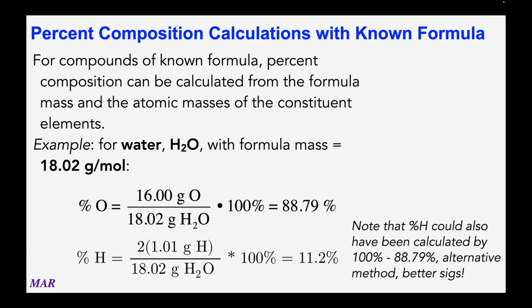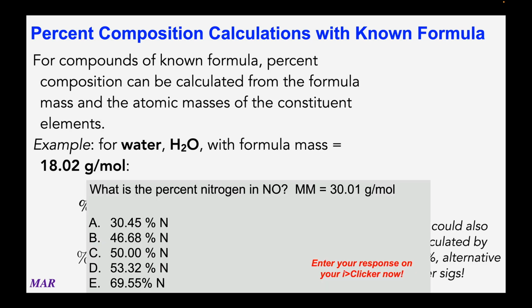And for hydrogen, it would be grams of the hydrogen. 2 times hydrogen would be 2 times 1.01, divide by molar mass times 100. Good to go. So here's a question you might see.